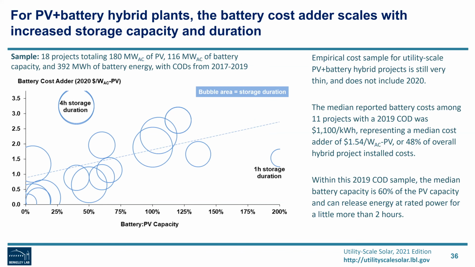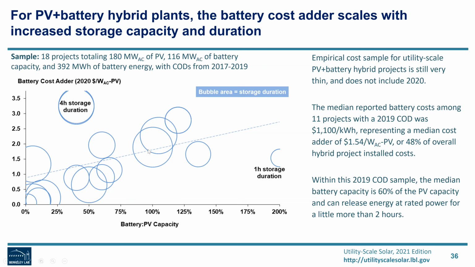Starting with upfront capital costs. So here we are looking at only those plants that are online. And what the graph shows is the incremental cost of adding a battery to your PV plant denominated in dollar per watt AC terms, where the wattage pertains to the PV plant. And the size of the bubble represents the storage duration. So these plants range from 1 to 4 hours of storage duration. And you can see that the incremental cost adder of adding a battery really increases linearly with both the size of the battery and the duration of the battery.